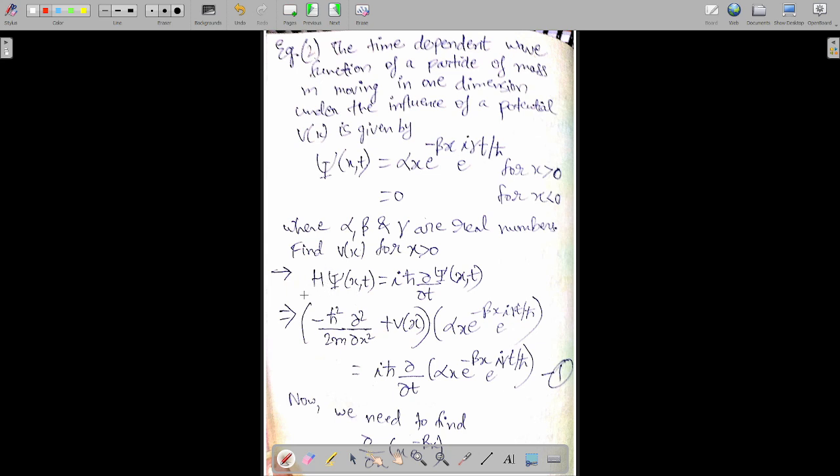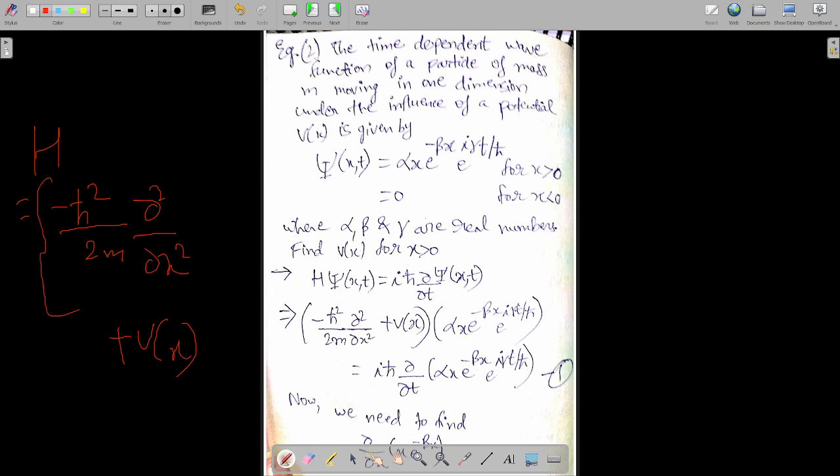Now I will put the value of H over here. The Hamiltonian operator is defined like this: minus h cut square divided by 2m del 2. This is basically an operator. In the upcoming classes we are going to discuss these in detail, but right now I am discussing this superficially for the purpose of solving the problem.